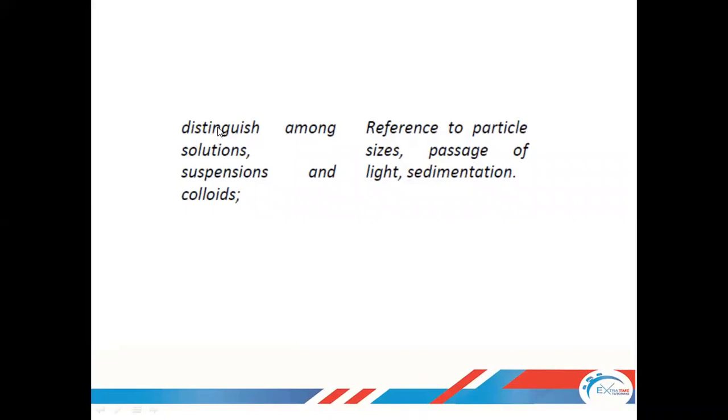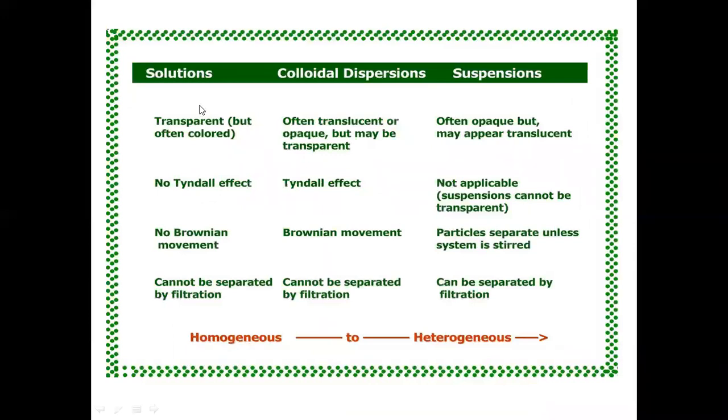Next, we need to learn how to distinguish among solutions, suspensions, and colloids. We need to make reference to particle sizes, the passage of light, and sedimentation. Solutions have the smallest type of particles, which are dissolved in a solvent. They are usually transparent even though they may be colored. They don't have the Tyndall effect, meaning that they do not scatter light, so light will pass directly through a solution. They do not exhibit Brownian motion, and you cannot separate a solution by filtration. That's because the particles are small enough to pass through the pores of the filter paper.